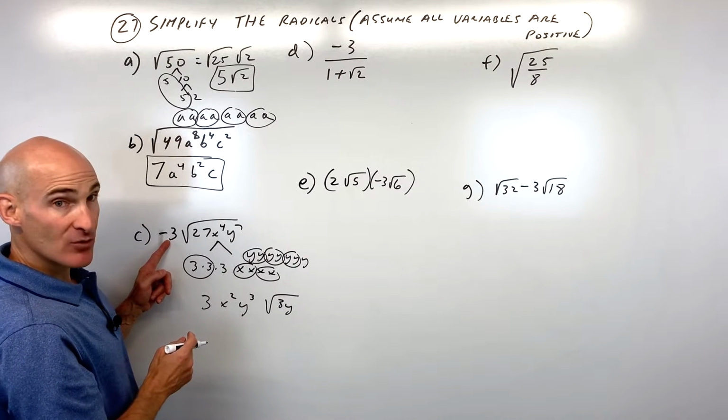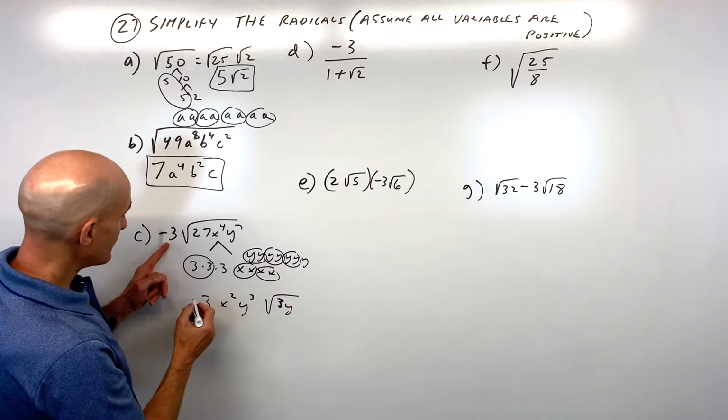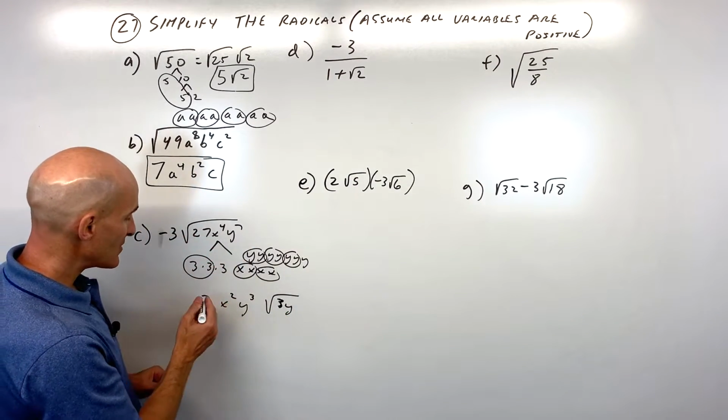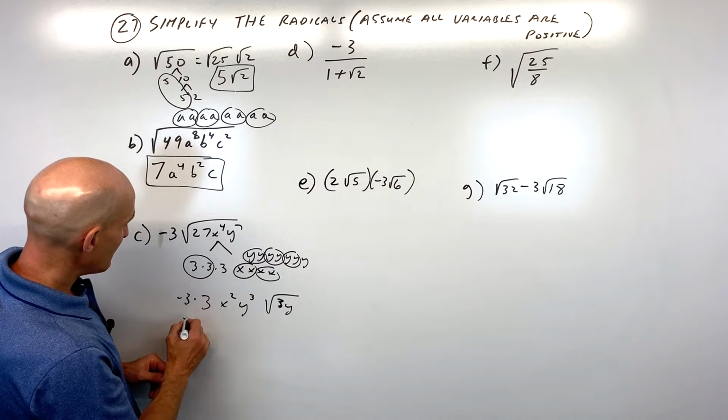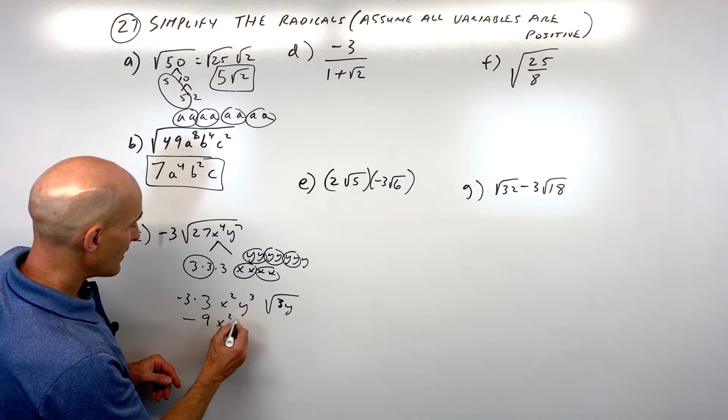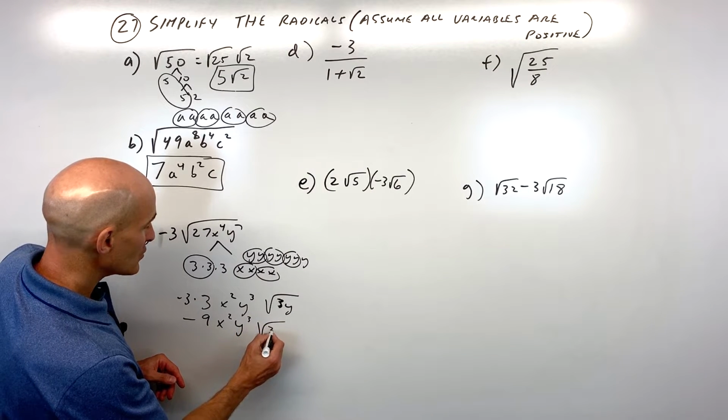But you see this negative 3 here? This negative 3 is right next to the square root. That means they're multiplied together. So if we simplify this further, we have negative 9 x squared y cubed square root of 3y.